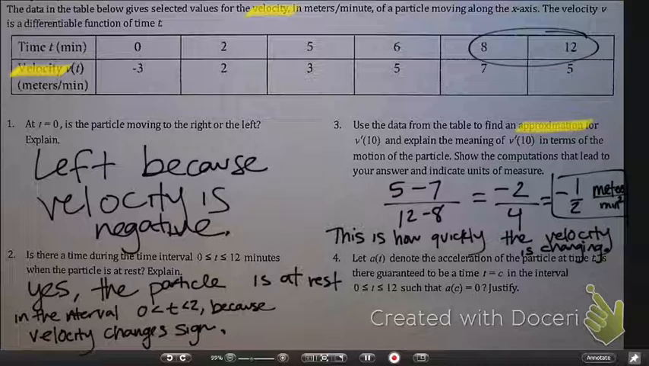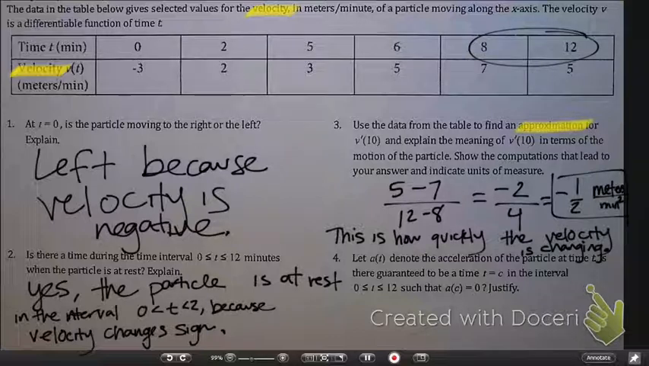All right, last question. It says, let A of t denote the acceleration of the particle at time t. Is there guaranteed to be a time in the interval such that A of c is equal to 0? Or in other words, that the acceleration is equal to 0? And justify. I don't necessarily need you to graph it, but a graph will help us to understand it. I'm not going to graph these points perfectly, but they're approximately at these locations: 0, negative 3; 2, 2; 5, 3; 6, 5; 8, 7; and then 12, 5. And I know it's differentiable, which means we can connect it with a nice smooth curve like that.